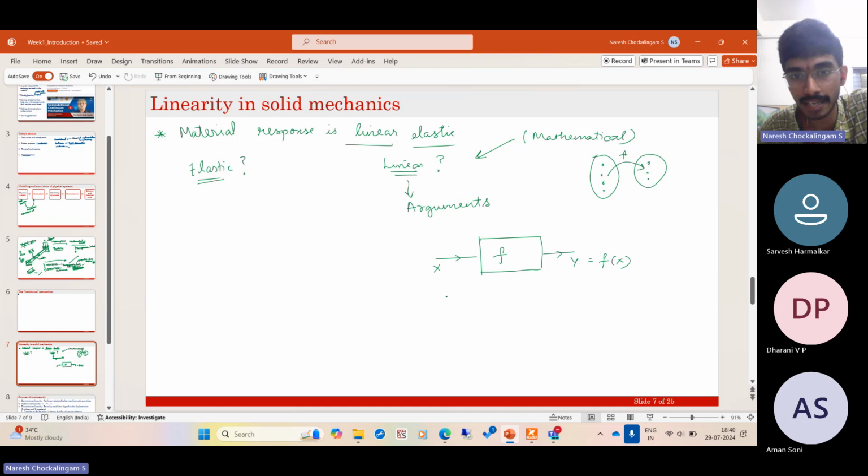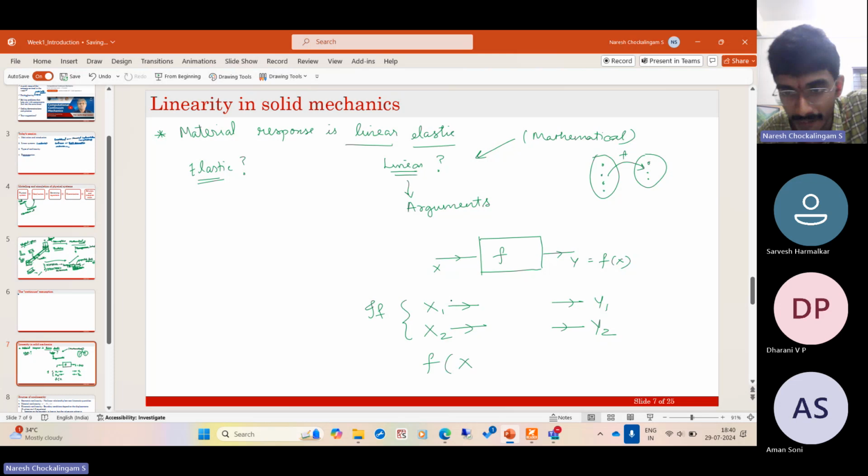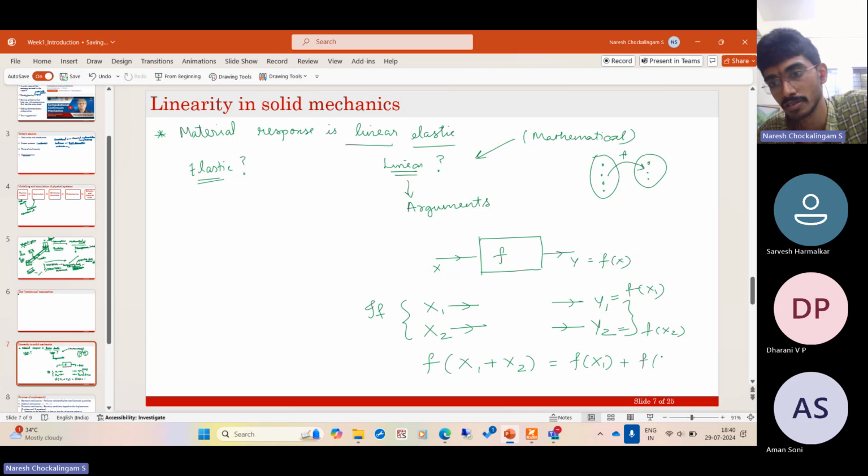But what itself is linear? Linearity means if you give an input x1 and it returns an output y1, and if you give an input x2 and it returns an output y2, so these two are conditions: y1 is equal to f of x1, y2 is equal to f of x2. Then f of x1 plus x2 should be equal to f of x1 plus f of x2.